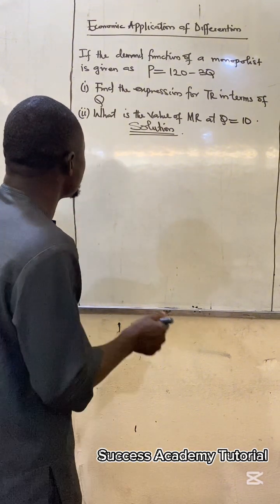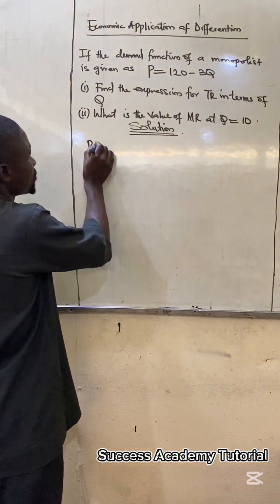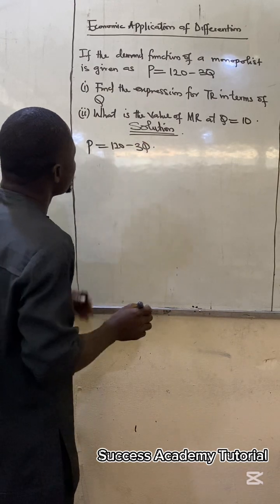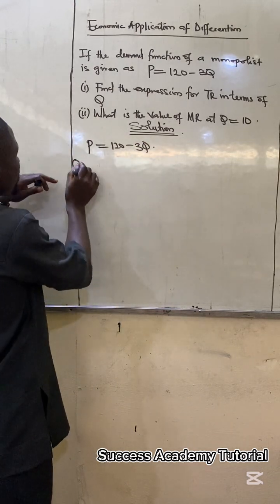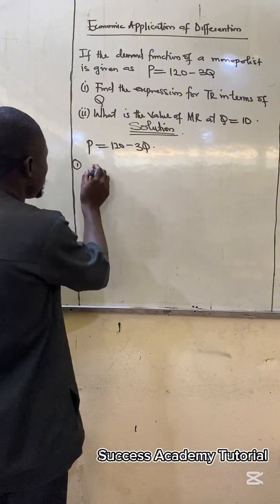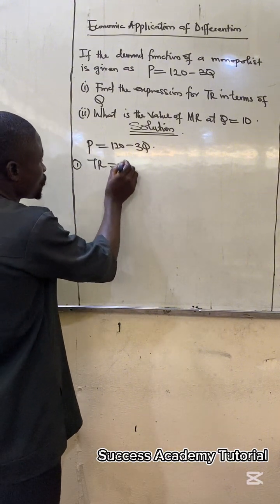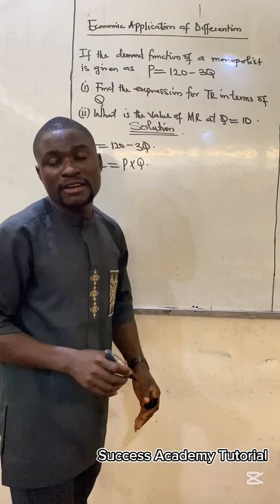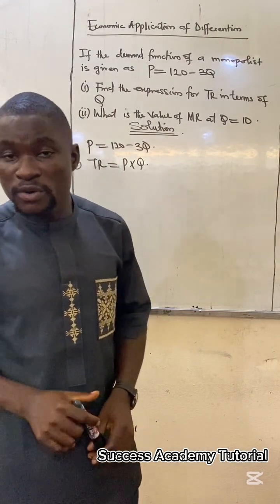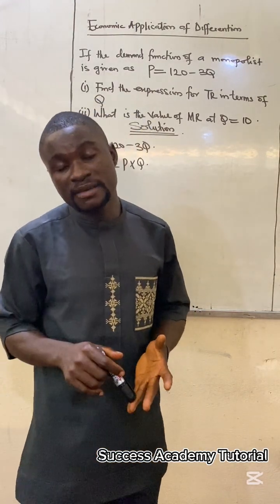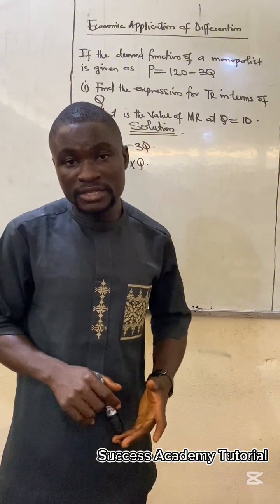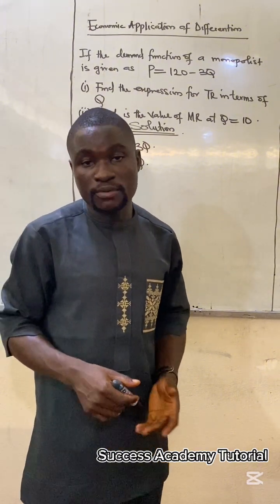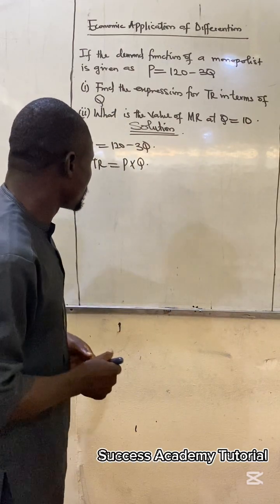So don't forget that the demand function is given as P is equal to 120 minus 3Q. Then question 1 asks us to find an expression for TR. Note that our TR is equal to price times quantity. Don't forget, the total revenue of a function, or of a firm, is given as the price of the commodity multiplied by the quantity sold or produced, you understand? So that will be the total revenue.